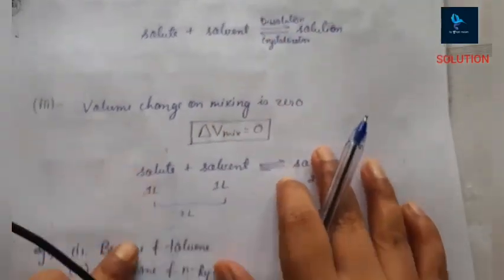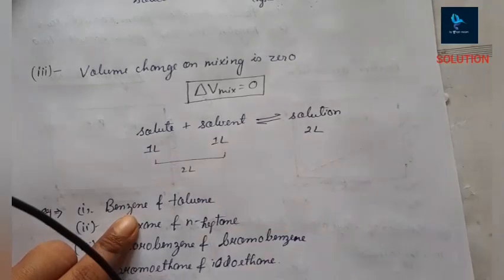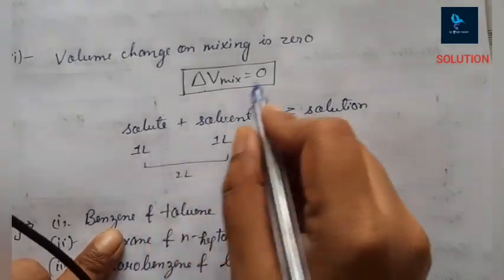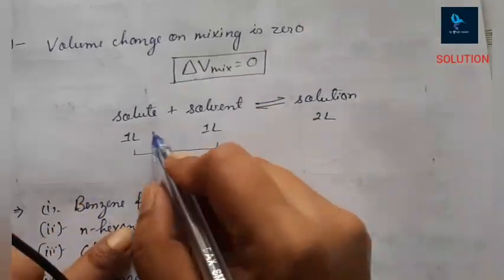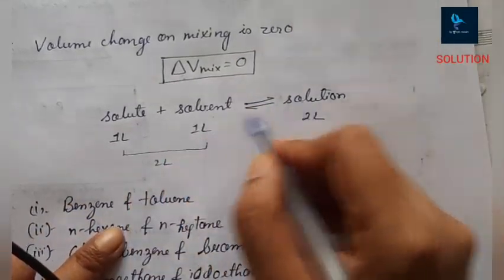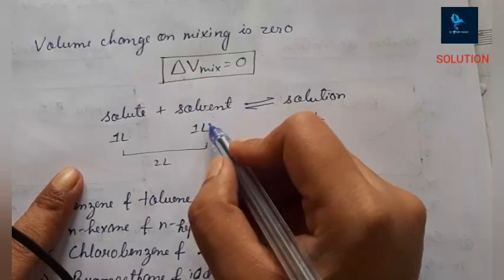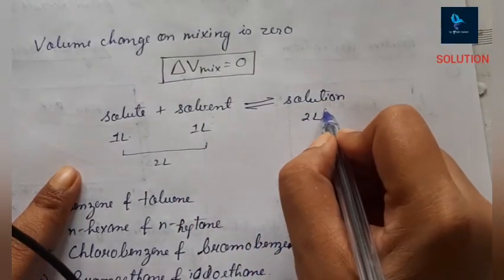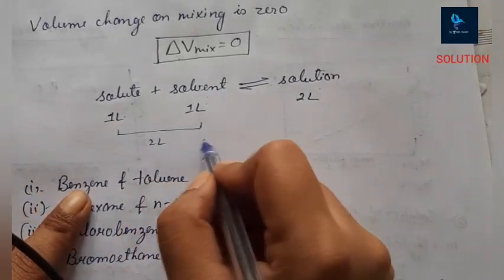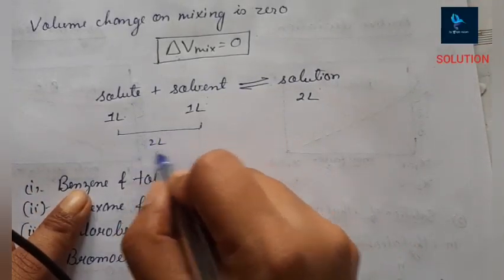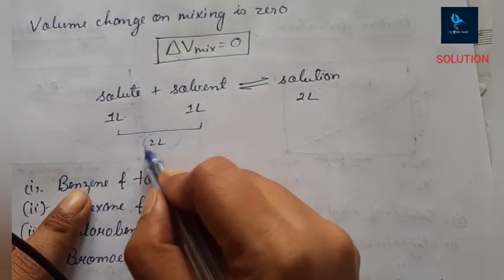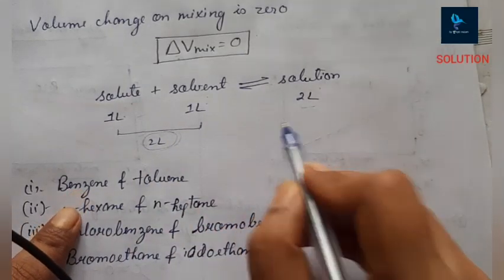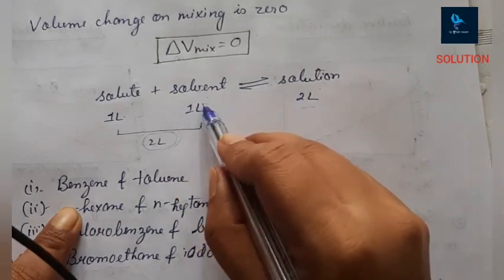And the third criterion for this: the volume change of mixing is 0. Here I am taking 1 liter of solute and 1 liter of solvent, which form 2 liters of solution. Both sides of the volumes are the same. Adding 1 liter and 1 liter gives 2 liters, which means there is no change in the volume during the mixing of these solutions.